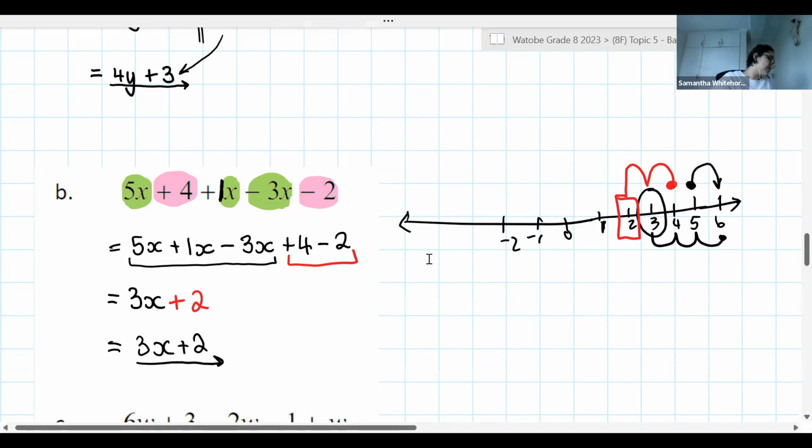Right, so make sure you've corrected yourself. If you don't understand why it's 3x plus 2, please make sure you ask. I'm hoping that with the number line, that does make it a bit clearer.